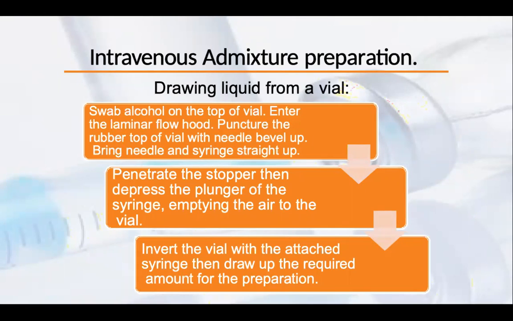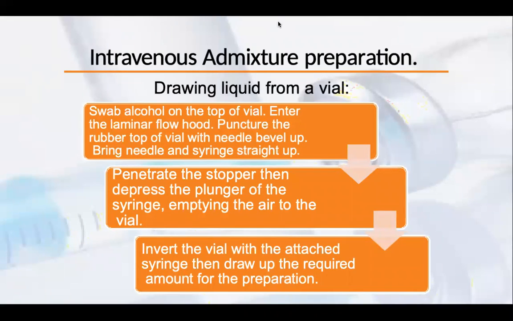Swab alcohol on the top of the vial, enter the laminar flow hood, and puncture the rubber top of the vial with the needle, bevel up, pricking the needle and syringe straight up. So what do you have to do first? You have to place a swab. You must always place an alcohol swab over the vial just to clean that area. Then enter the laminar flow hood and puncture the rubber top of the vial with the needle, bevel up.